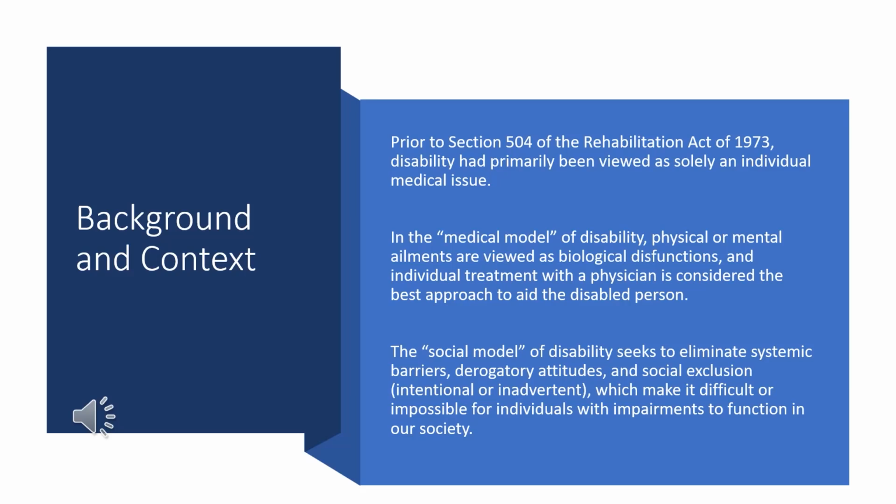From a different perspective, the social model of disability seeks to eliminate systemic barriers, derogatory attitudes, and social exclusion, whether intentional or inadvertent, which make it difficult or impossible for individuals with impairments to function in our society. To say it a little more plainly, in the medical model, we seek to cure the individual so that he or she might participate fully in society despite the presence of barriers. But in the social model, we seek to remove the barriers.